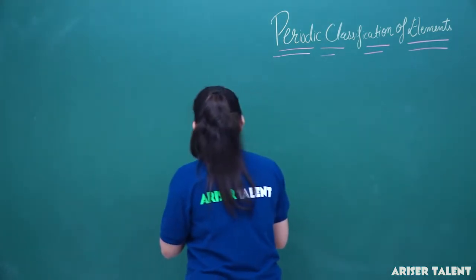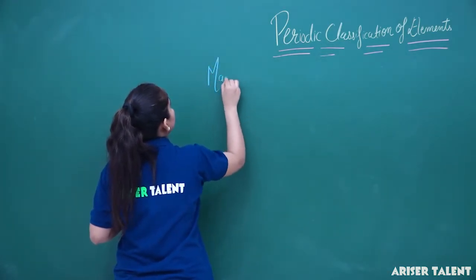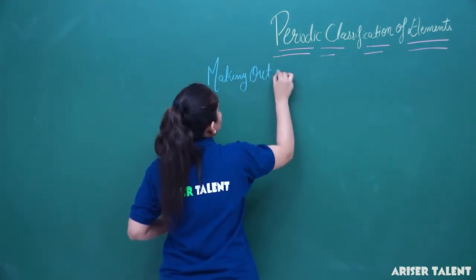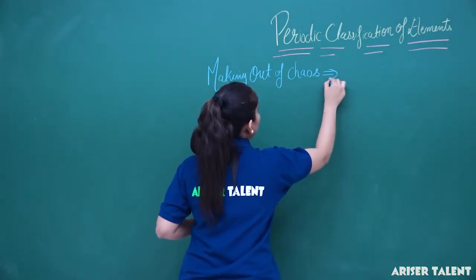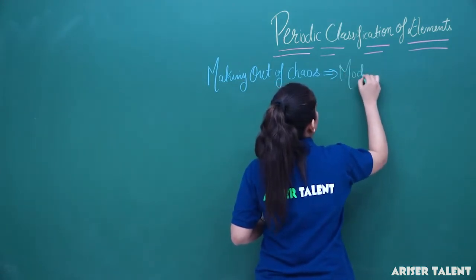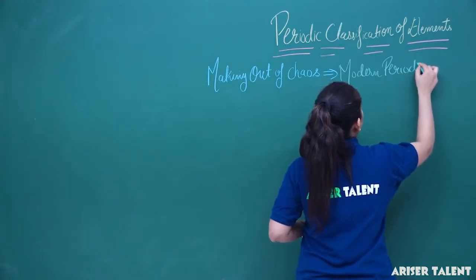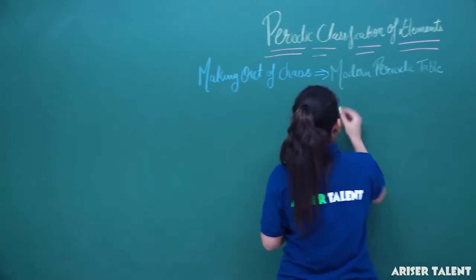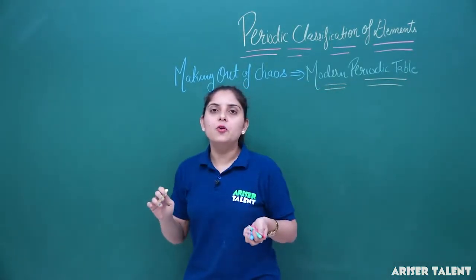So now our next topic will be making out of chaos, and this making out of chaos is nothing but the modern periodic table. Now, why have I used the term making out of chaos?